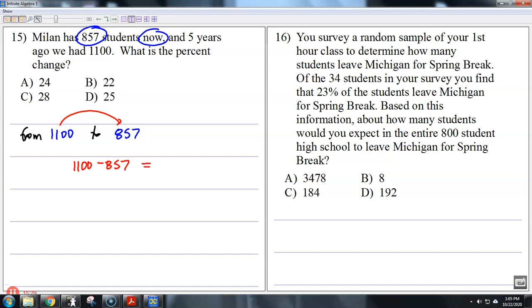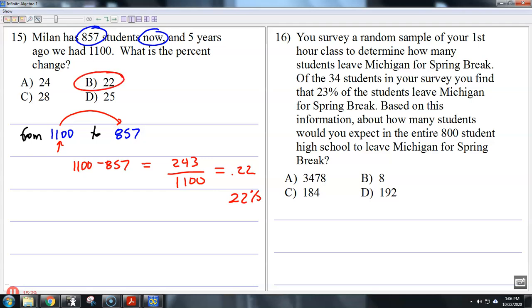So let me do this in my head. That'd be 243. 243 divided by, be careful here, divided by what it used to be, the original. So 243 divided by 1,100. Looks like 0.22. Times it by 100 or move it over. You're talking 22%. Correct answer is B.